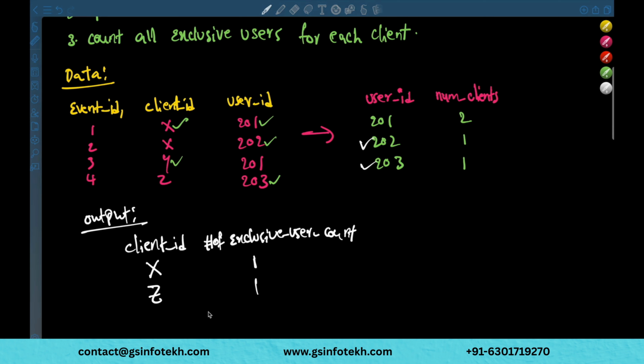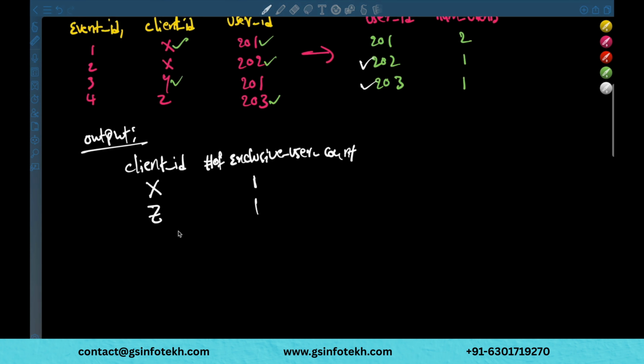So for Y, we don't have any exclusive users, right? So it's okay, you can keep the zero, or maybe they just wanted to return only the clients that exist. So for Y, we did not have any because 201 has client IDs X and Y.